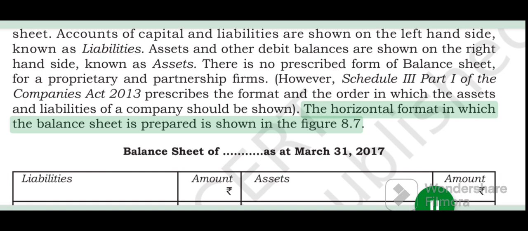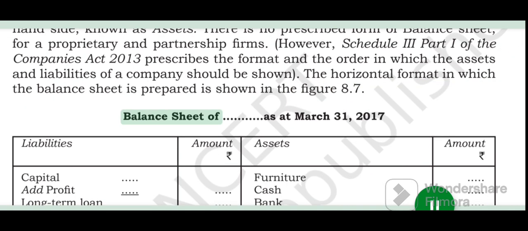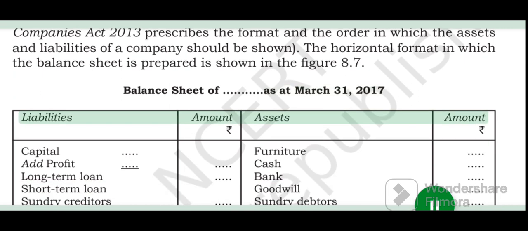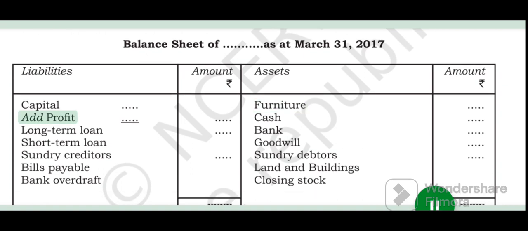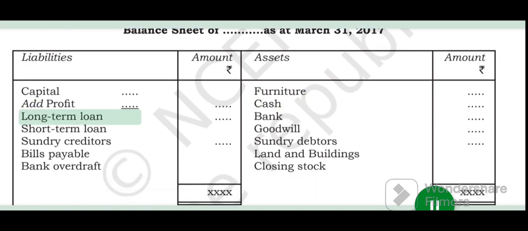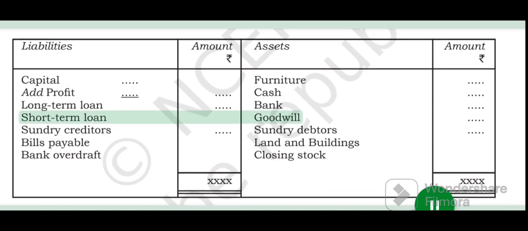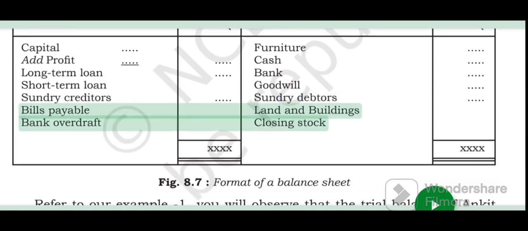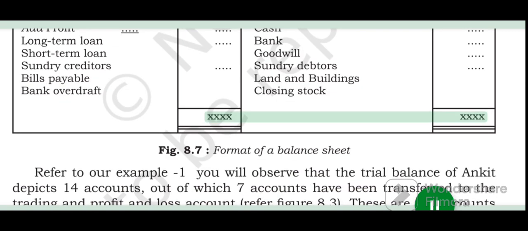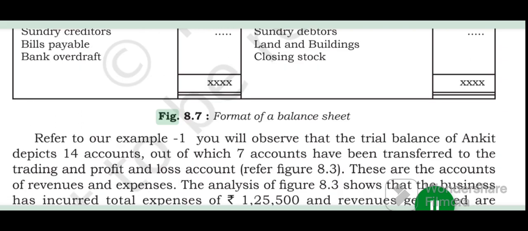The horizontal format in which the balance sheet is prepared is shown in Figure 8.7. Balance sheet as at March 31, 2017. Liabilities, amount; assets, amount. Capital, add profit, long-term loan, short-term loan, sundry creditors, bills payable, bank overdraft. Furniture, cash, bank, goodwill, sundry debtors, land and buildings, closing stock. Fig. 8.7. Format of a balance sheet.